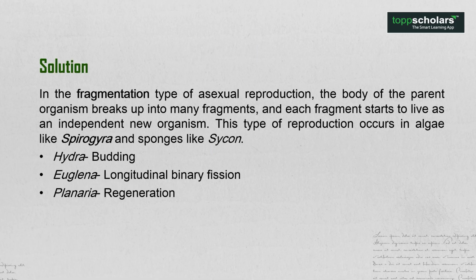Solution. In fragmentation, a type of asexual reproduction, the body of the parent organism breaks into multiple fragments, each of which grows into a new independent organism. This type of reproduction occurs in algae like Spirogyra and sponges like Scypha. Hydra reproduces by budding, Euglena by longitudinal binary fission, and Planaria by regeneration.